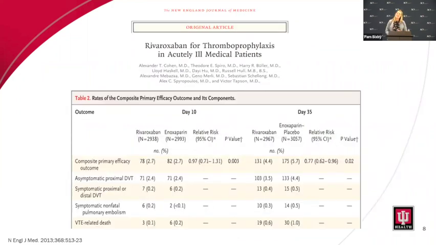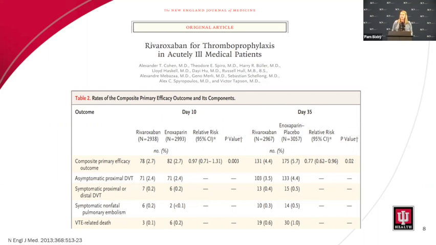All right. The next study that I wanted to talk about briefly is the Magellan study. This was Rivaroxaban for thromboprophylaxis in acutely medically ill patients. This is a similar study design, Rivaroxaban 10 milligrams daily versus Enoxaparin 40 milligrams daily. There was a non-inferiority evaluation at day 10 and a superiority evaluation at day 35. So this was, again, extended prophylaxis in the DOAC group. So the Enoxaparin was continued for 10 days versus the DOAC continued for approximately 35 days plus or minus 4.